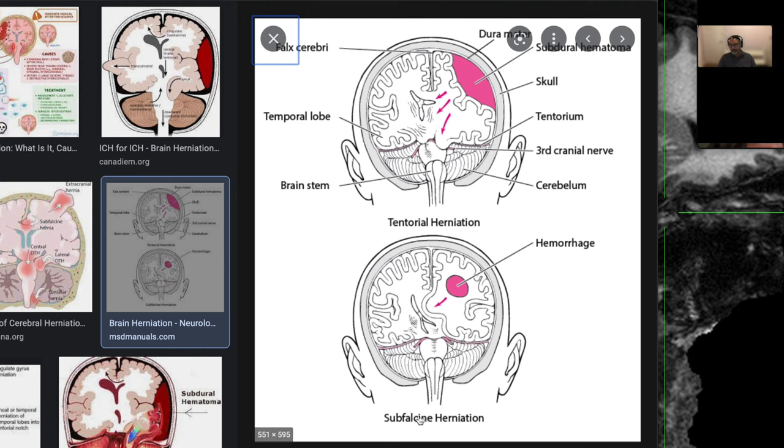This is subfalcine. That's what we're also going to do. I was going to do an uncal herniation. And with an uncal herniation, you will see a dilated pupil that does not respond to light, ipsilaterally. So if you're in the emergency department and you see unequal pupils and the bigger one is not reacting to light, then that is a medical emergency, and CT head immediately. Or call the neurology registrar, because that's an uncal herniation, and it can be caused by any cause of an increased intracranial pressure.